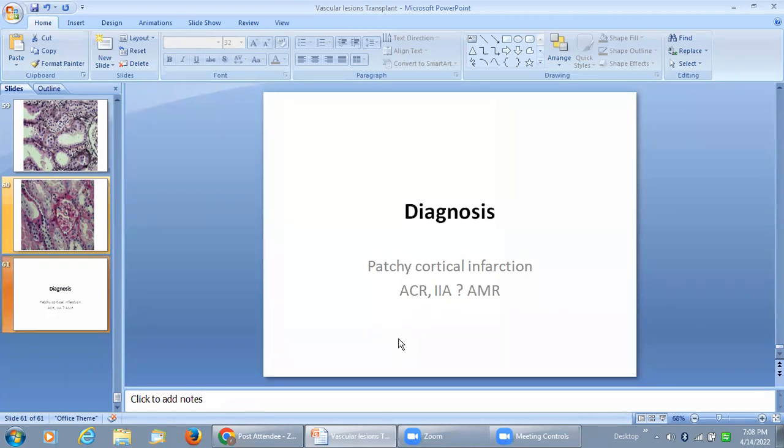Okay, so the question is ABMR with negative DSA, how common is it? It is not very common, I must tell you, but we need to remember what type of DSA you are doing. If you are doing DSA lysate, it is possible that that is not a very good methodology. So you have to do a single antigen bead. Even with single antigen bead, if morphology is very significant, classical of acute AMR, and then also DSA is negative, it is possible because there are anti-endothelial antibodies. There are some non-HLA antibodies which will not be picked up by your Luminex.